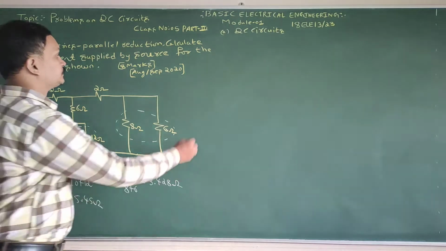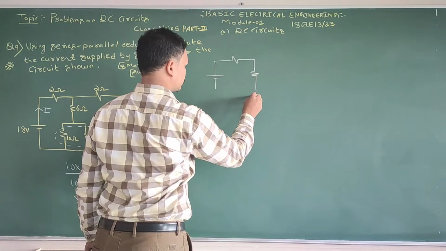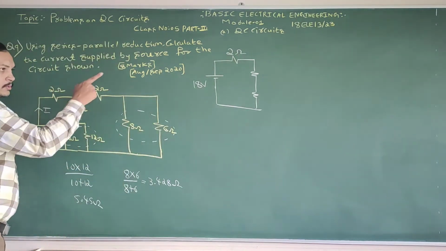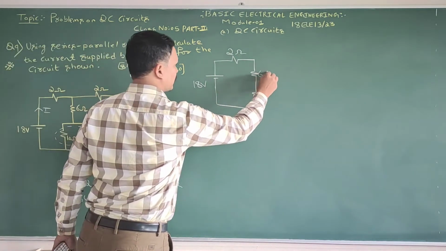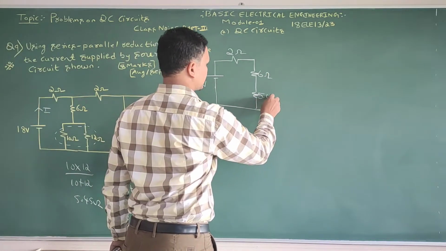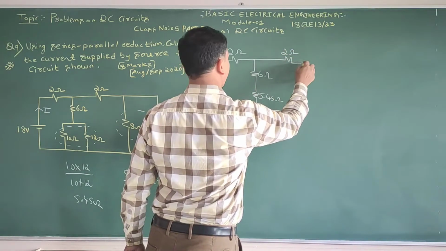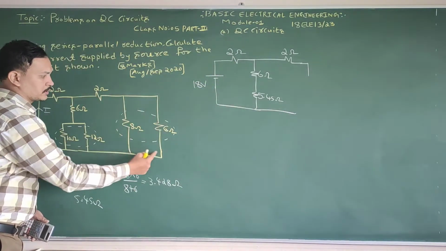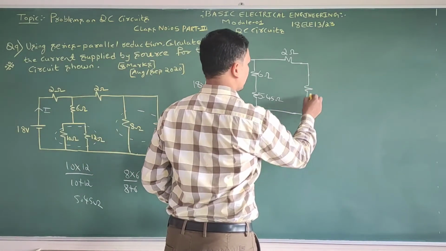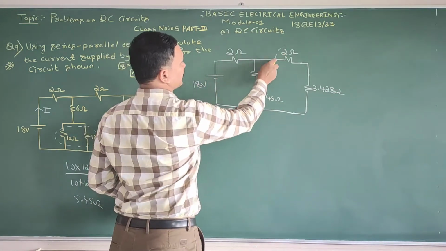Now draw the network. 18 volts. Voltage is 18, and this is 2 ohm resistance. What is this value? 6 ohm. And what is the effect of this combination? 5.45 ohms. And here 2 ohm is there. What is the combination of this? 3.428 ohms.